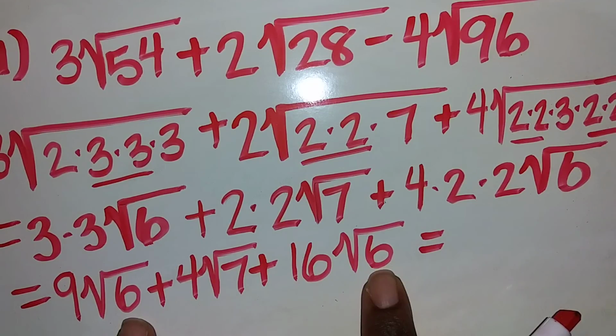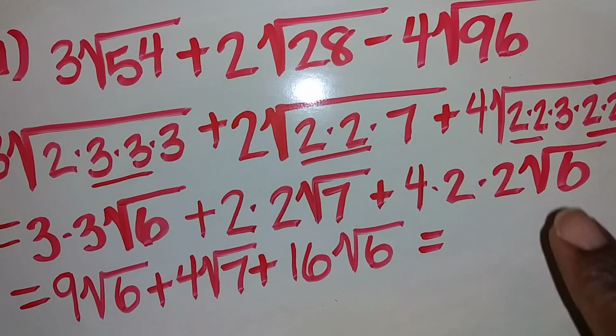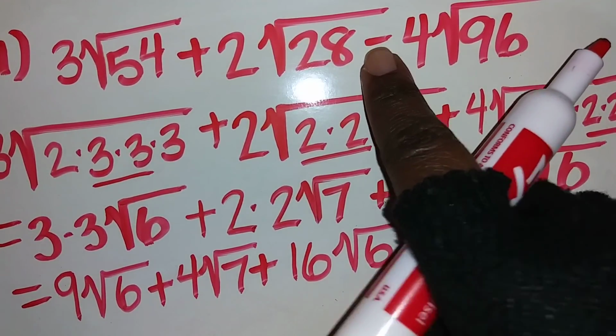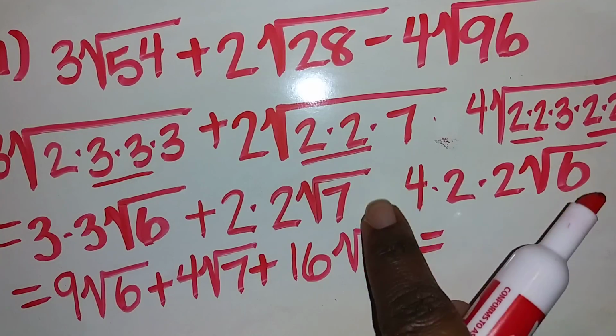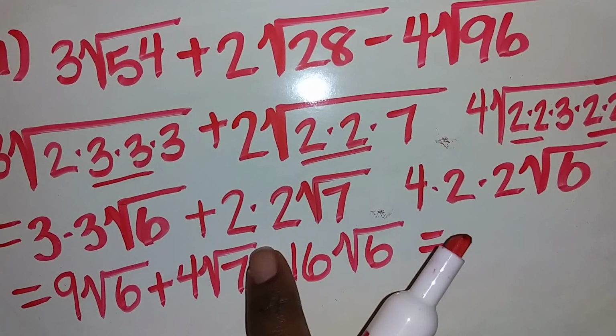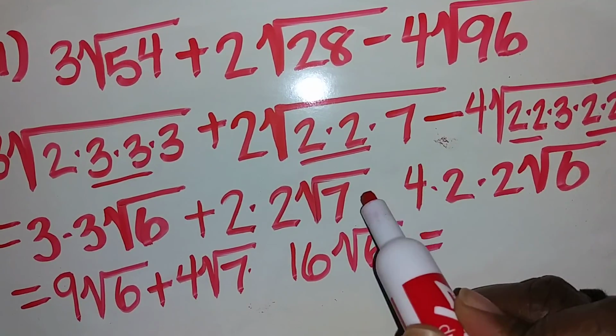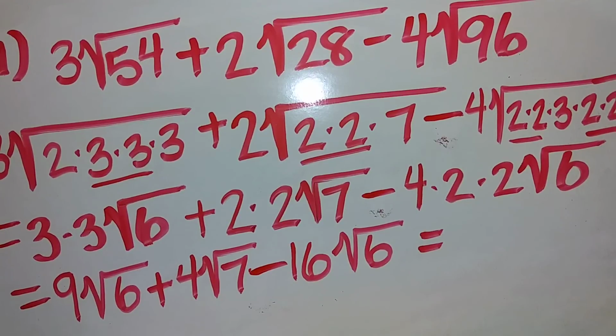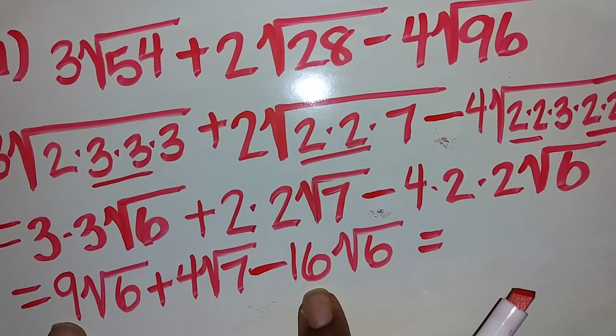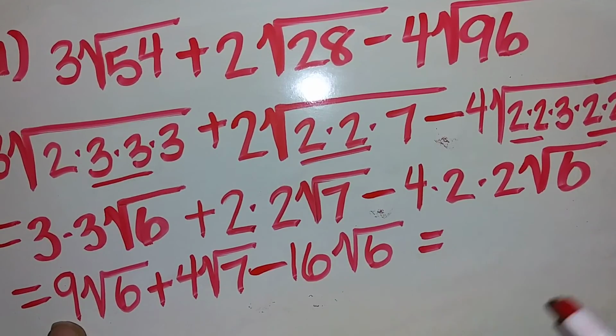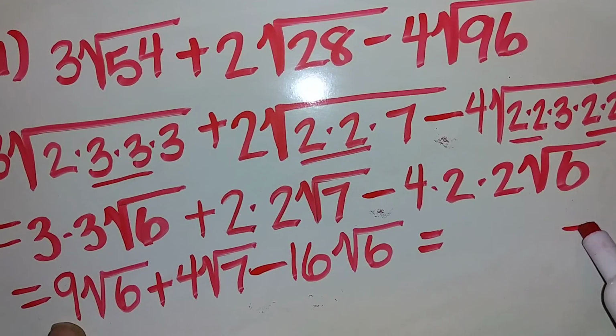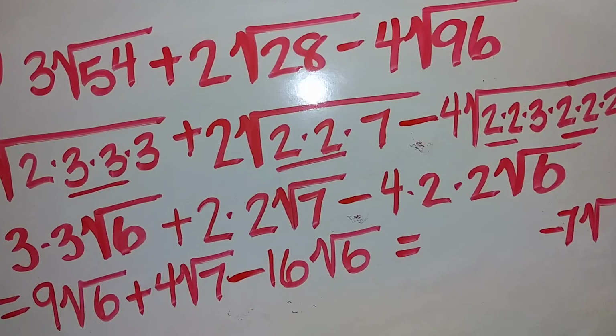So for number 81, one typo. Originally it was a minus, so not a big deal. Just fix your sign right quick. Always good to check your answers. So we have 9 minus 16, which is negative 7 times the square root of 6.